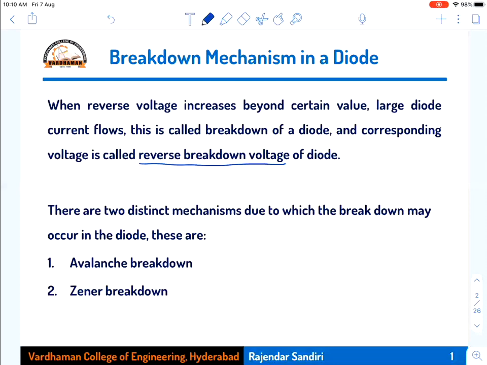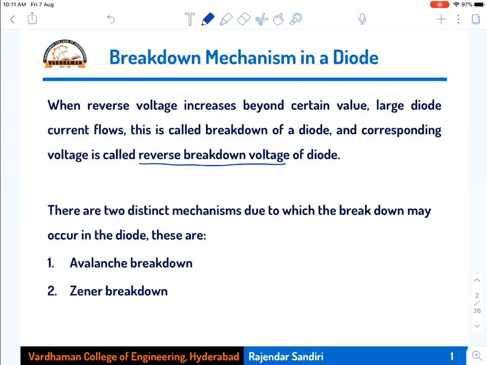So therefore, the characteristics of the diode will change. It will not behave like a PN junction diode. It will show some special characteristics, and those characteristics we call the Zener diode characteristics. Then we will see what those two different types of breakdown mechanisms are. There are two different mechanisms due to which the breakdown occurs.